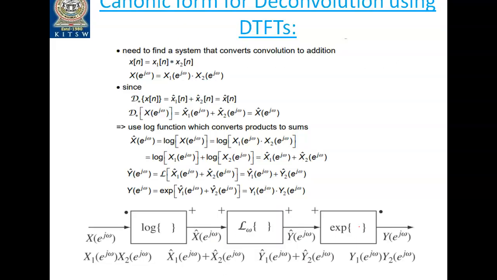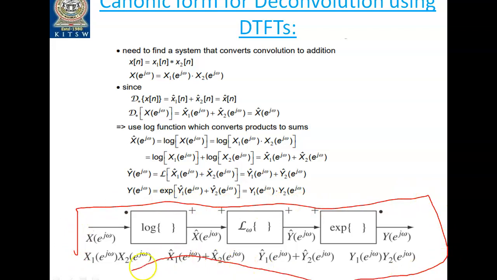Now, when you see the canonic form for deconvolution using the discrete time Fourier transform, this is the block diagram representation. What is the first block here? The first block is the logarithmic block. The second block is the linear operator in the frequency domain, and the third one is the exponential. What we need to do here is first find a system which converts convolution to addition. That is a homomorphic system.